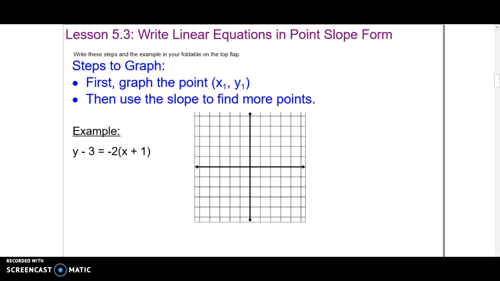So writing linear equations in point slope form and using those to graph. We're going to start off with graphing. I know that this says to use your foldable, but if you're Mrs. Taylor's student, you're not doing the foldable. But if you're with Miss Majors or Mr. Sissel, you might be, so definitely refer to them. For steps to graph, the first thing is to graph the point x1, y1.